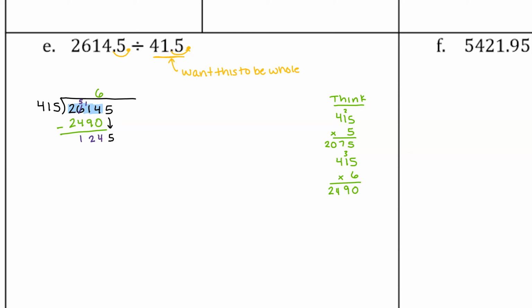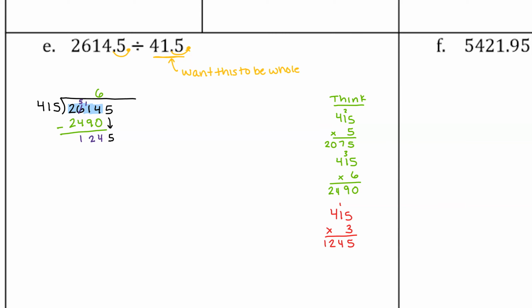Now I have to decide what number I multiply 415 by to get 1245. Well, what if I try 3? So over here I'm going to see what happens if I do 415 times 3. 3 times 5 is 15, so carry the 1. 3 times 1 is 3, plus 1 is 4. 3 times 4 is 12. 1245. Hey, that's right on the nose.